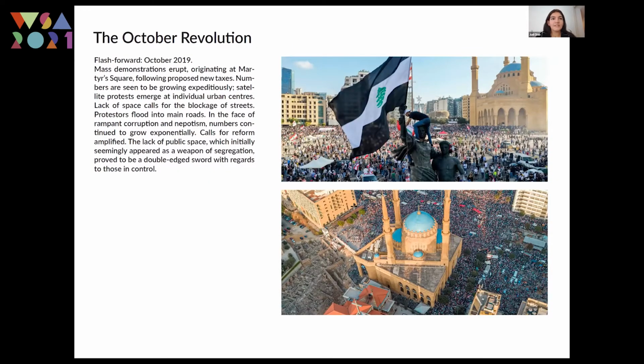Flash forward to 2019, mass demonstrations erupt, originating at Martyrs Square, which has historically been a center of confrontation in Beirut. Numbers are seen to be growing expeditiously, satellite protests emerge at individual urban centers, and the lack of space that we just spoke about calls for the blockage of streets. Protesters flood into main roads, and in the face of rampant corruption and nepotism, numbers continue to grow exponentially. Calls for reform amplified, and the lack of public space, which initially seemingly appeared as a weapon of segregation, proved to be a double-edged sword with regards to those in control.